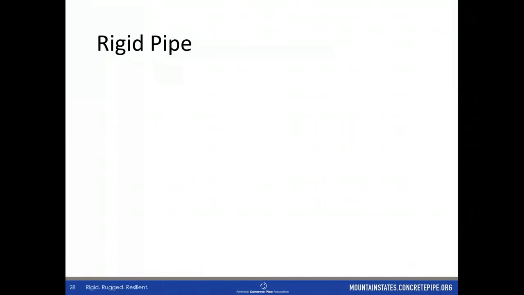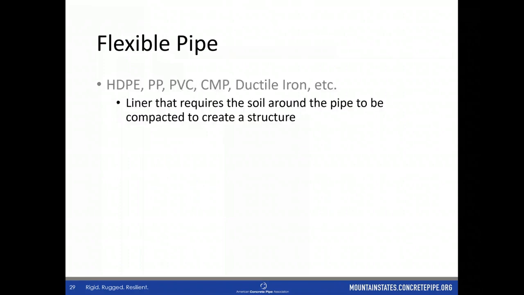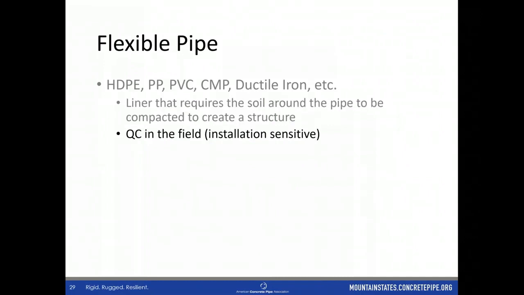This is another way to do it, right? Keep it simple. Let's just focus on rigid pipe here. RCP, it's a structure bedded with soil. The quality control is done in the plant. For flexible pipe, these are your materials. It's a liner that requires the soil around it to be compacted to create the structure. The quality control is performed in the field, so it's installation sensitive. That's even a better way to do it, right?